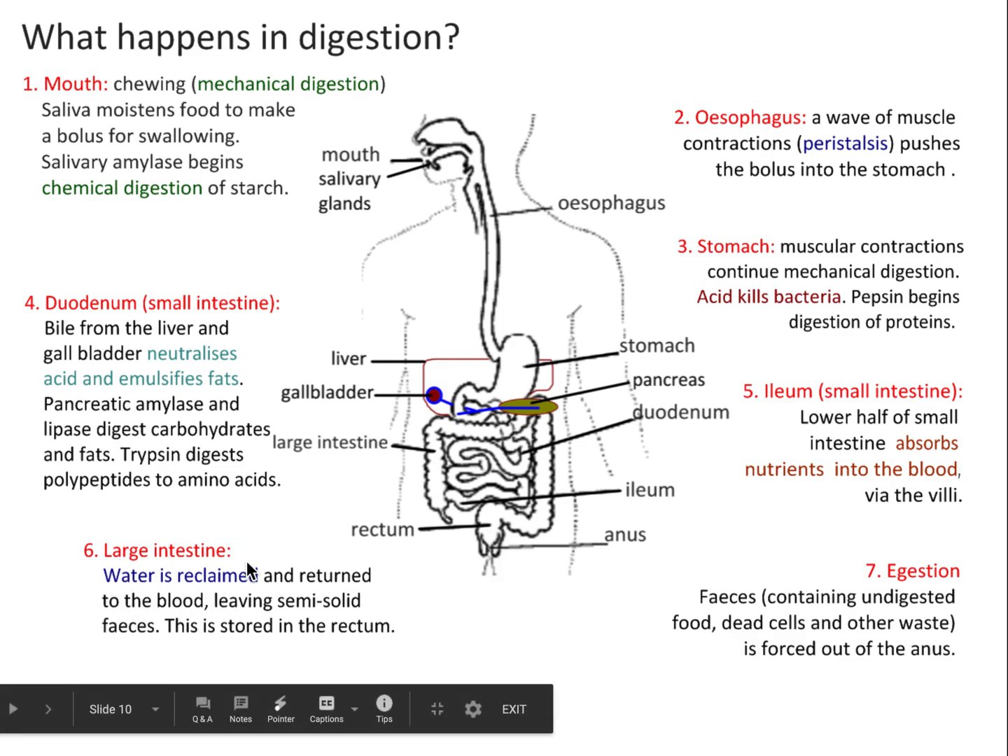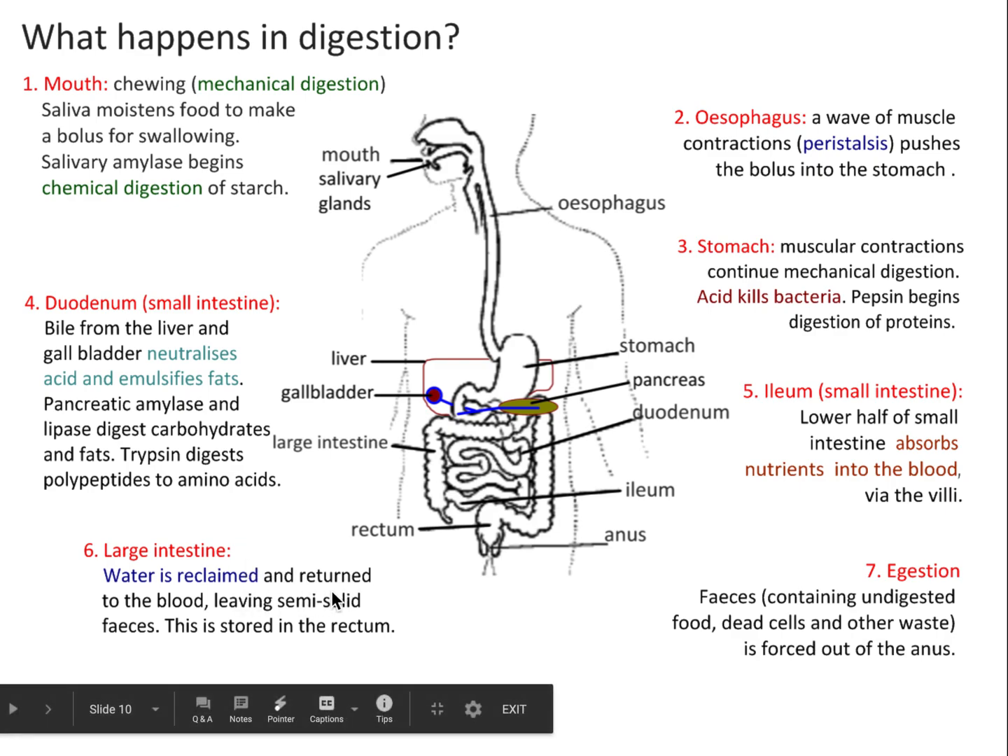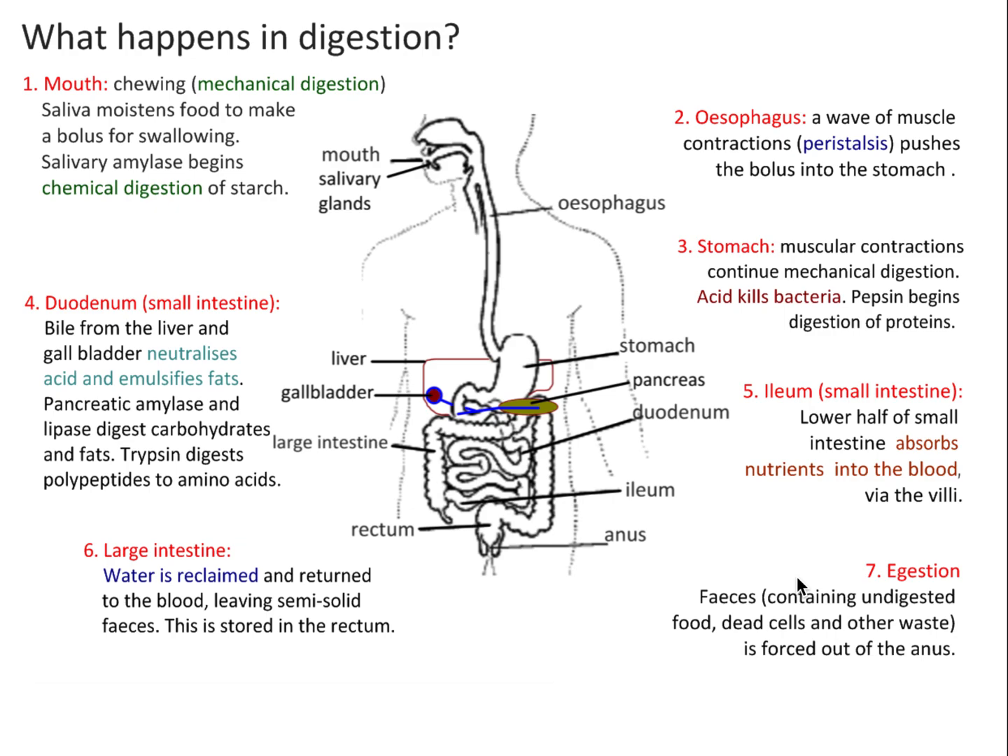So the main thing about the large intestine is this is where water is going to be reclaimed to help us with staying hydrated. And it's going to return it to the blood, and it's going to leave just a semi-solid feces. So at the end, that can then be released by the anus. So feces contain undigested food, dead cells, and other waste, and it's forced out the anus through contraction. So this is a very important slide. You're going to refer back to this a lot when trying to understand the pathway and what enzymes are used.